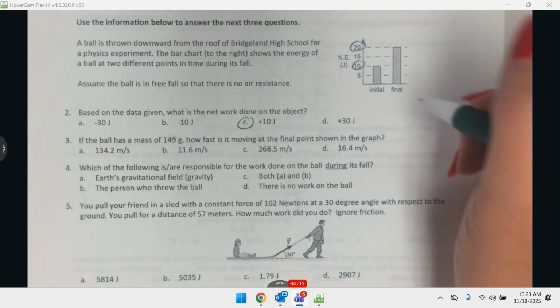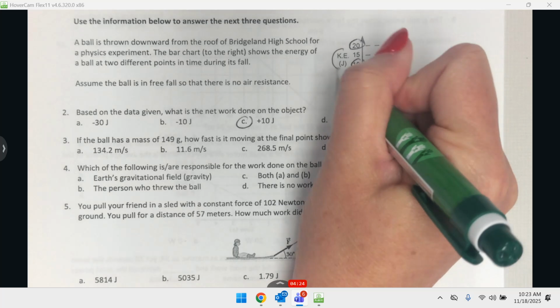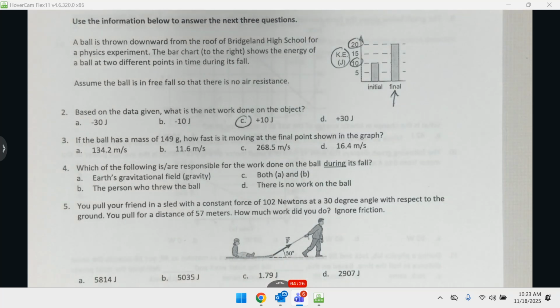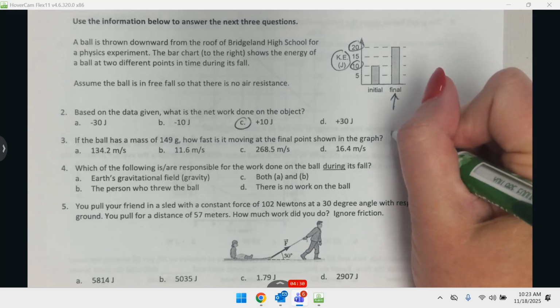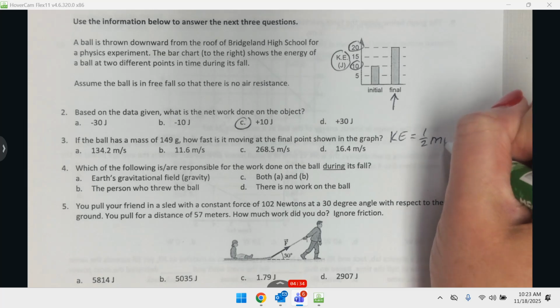Again, it's telling you to look at the final amount, which was 20 joules, and to use that to calculate how fast it would be going. This is 20 joules of kinetic energy. That's what the label says. And so you can just plug this directly into the kinetic energy equation. That's this equation here: KE equals 1/2 mv squared.